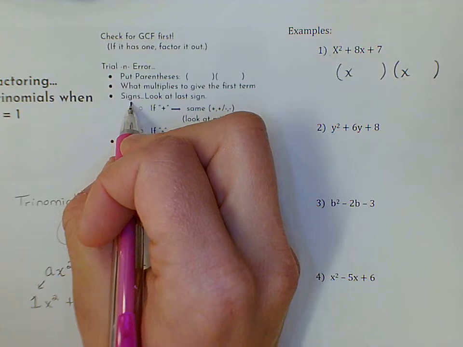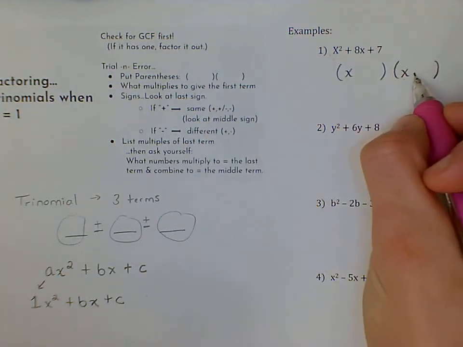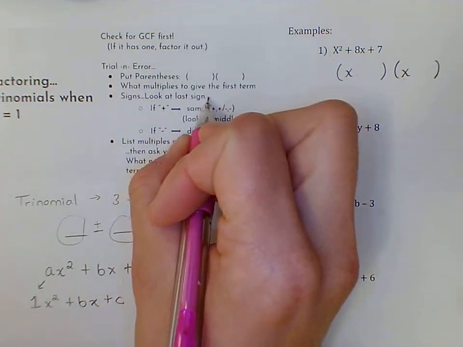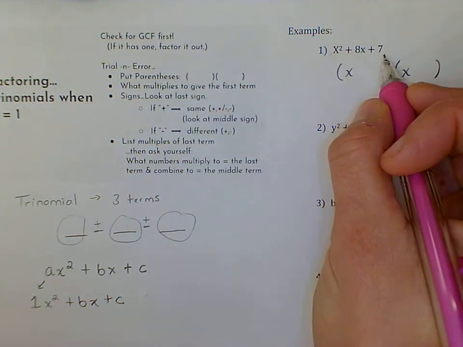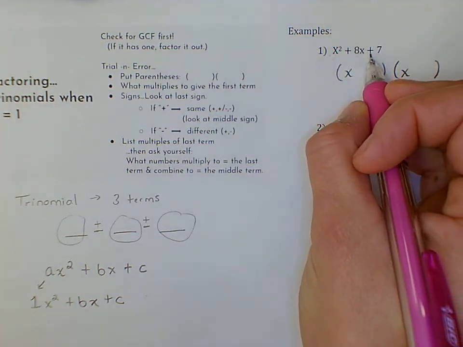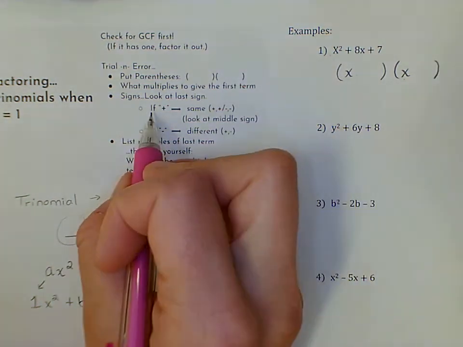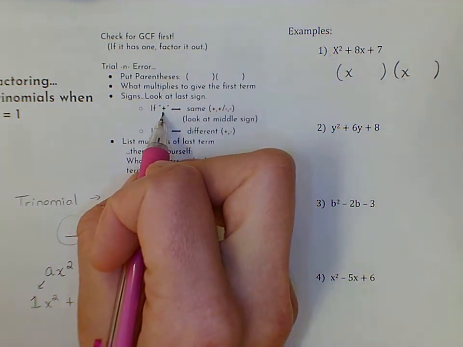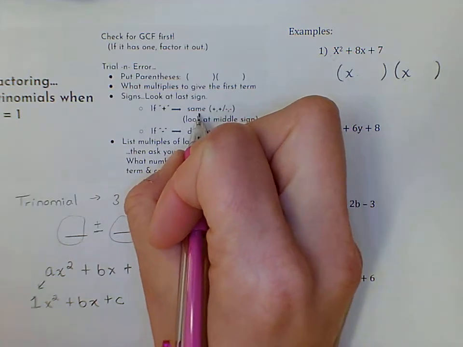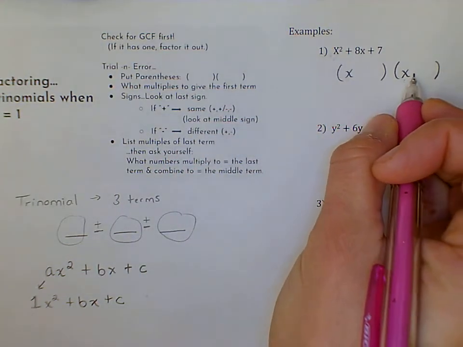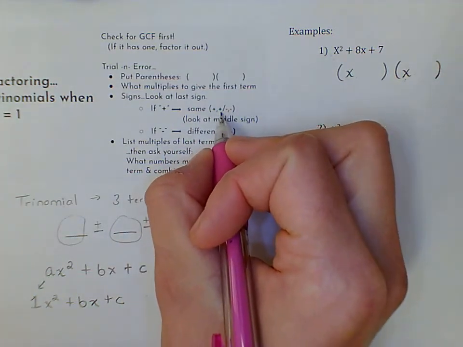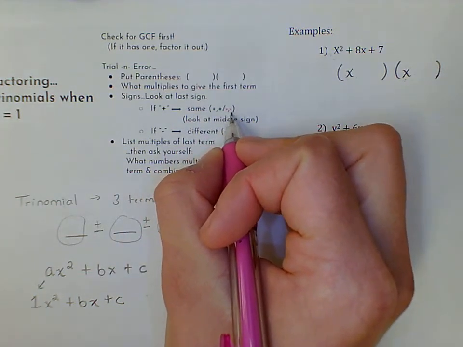Then you have to figure out, what are my signs that are going to go in here? Well, that's going to depend on the last sign in your expression. And so notice your last sign in this problem is a plus, okay? And so if the last sign is a plus, what that actually means for your problem is that your signs in these parentheses will be the same. And it's going to either be that they're both pluses or they're both minuses.